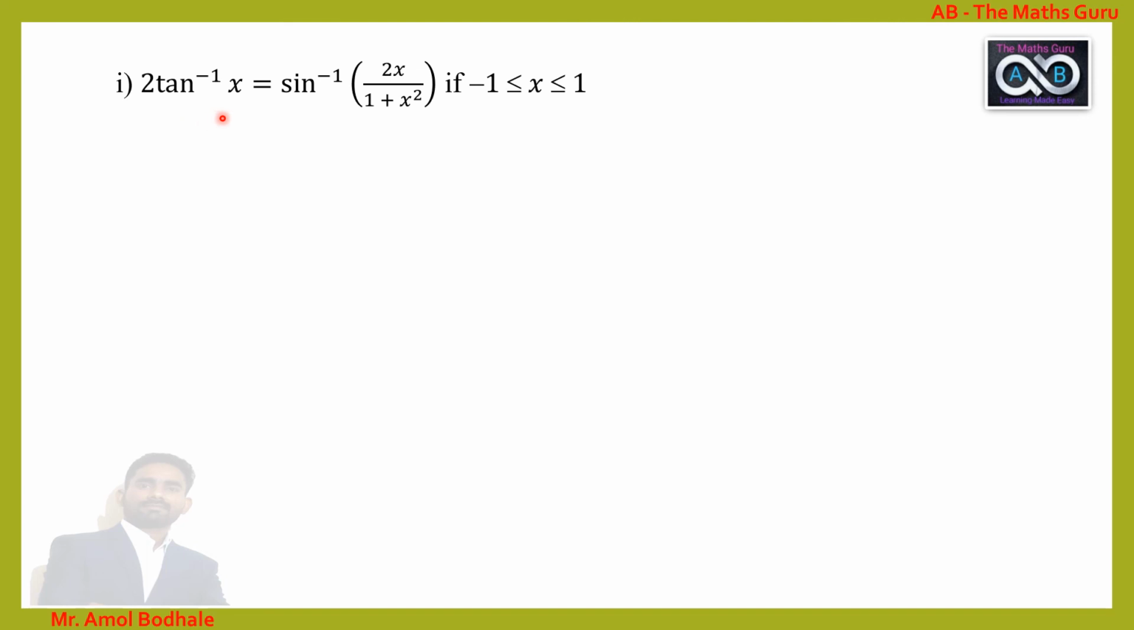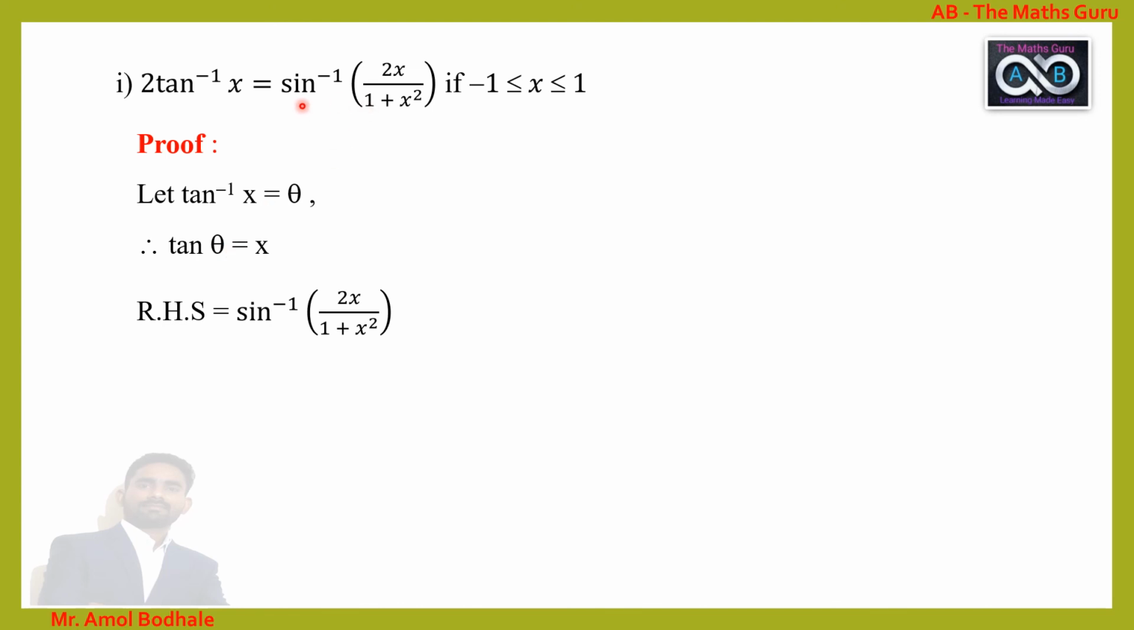So 2 times tan inverse of x is equal to sine inverse of 2x upon 1 plus x square if minus 1 less than or equal to x less than or equal to 1. Here in the proof we'll suppose tan inverse of x is some theta. When we suppose tan inverse of x equal to theta, there are some restrictions on x and theta. Here x must belong to the domain of tan inverse and theta must belong to the range of tan inverse. So from this we can write tan theta equal to x.